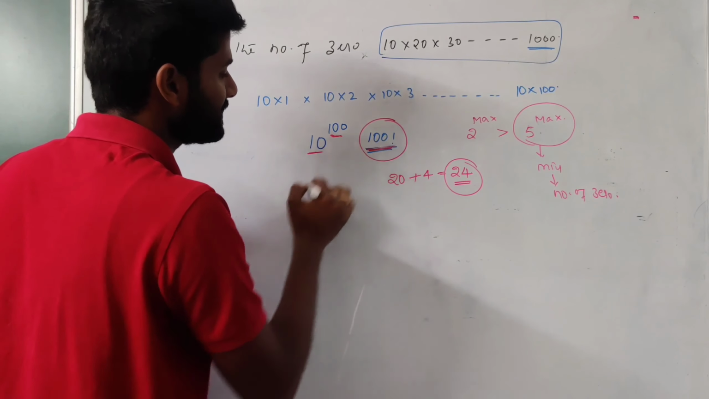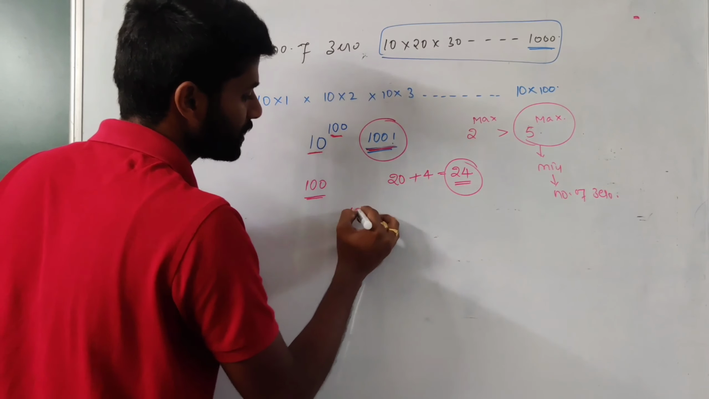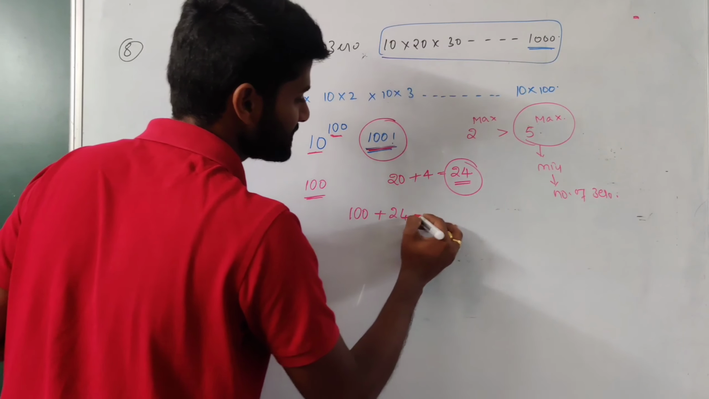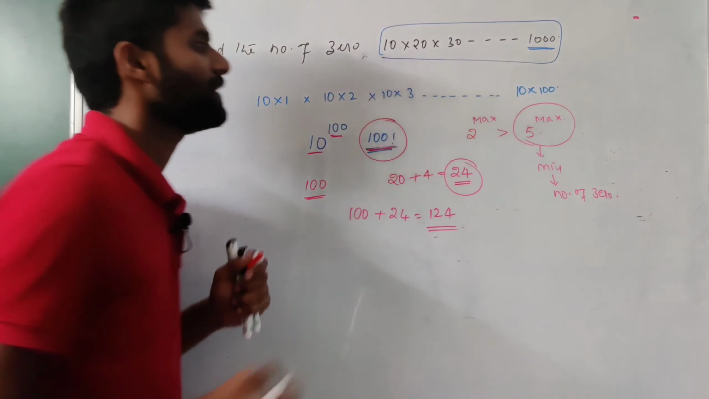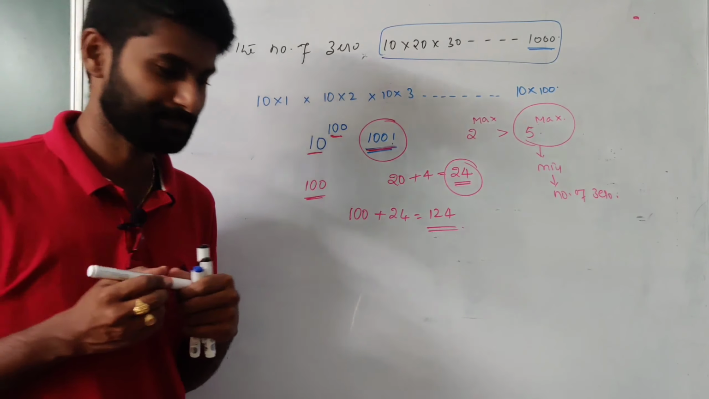In 10 power 100, the number of zeros is 100. So the total number of zeros in this entire expression is exactly equal to 124. So that is the answer.